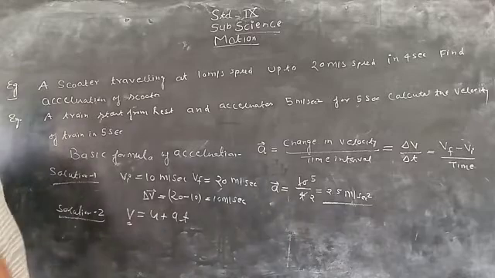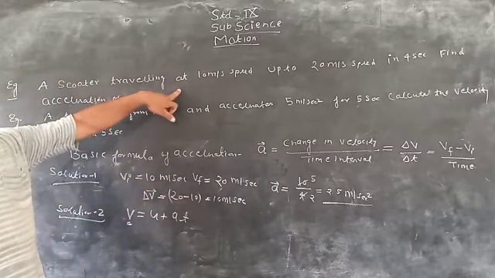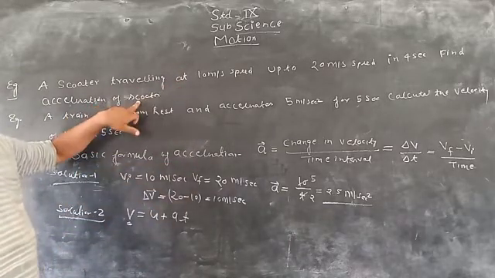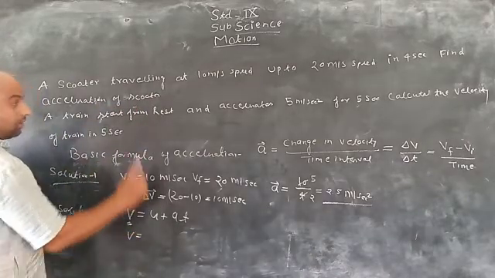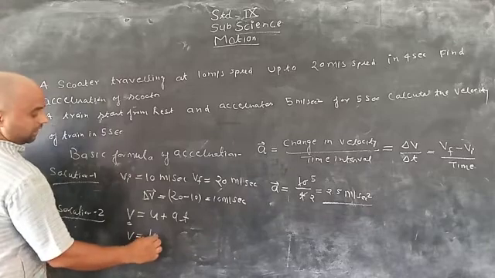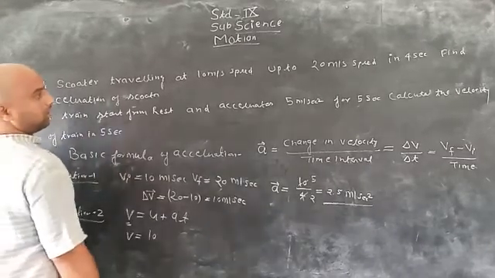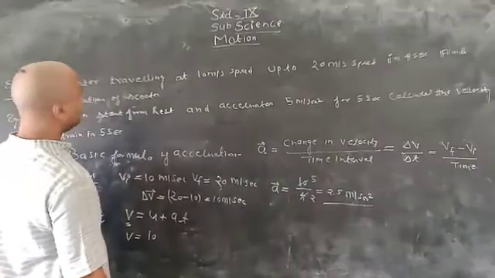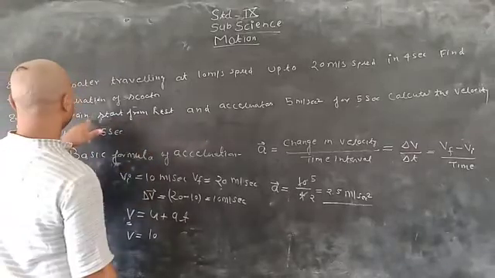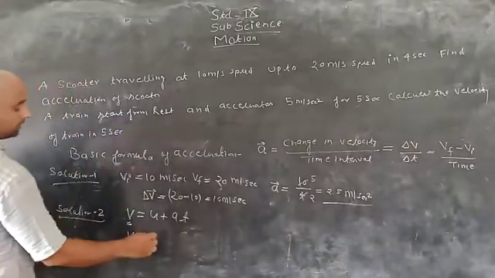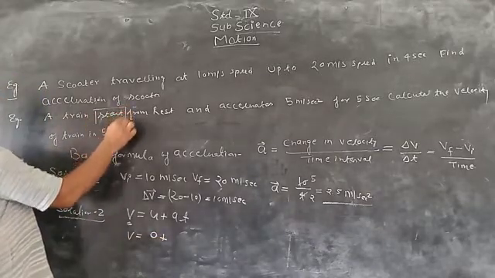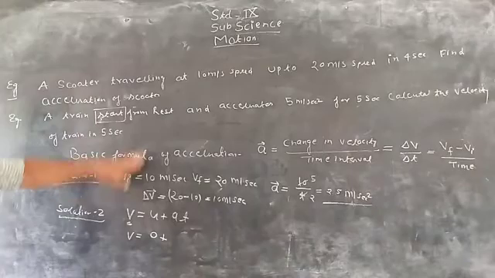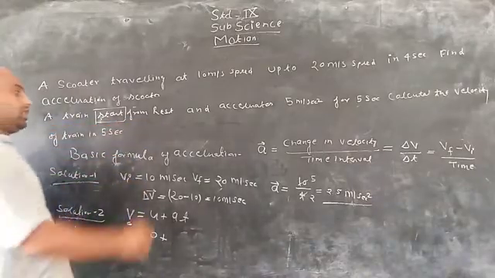What is the final velocity? We have to find out the final velocity, so this is taken to be v. What is the initial velocity? The train is starting from rest, so the initial velocity is 0.